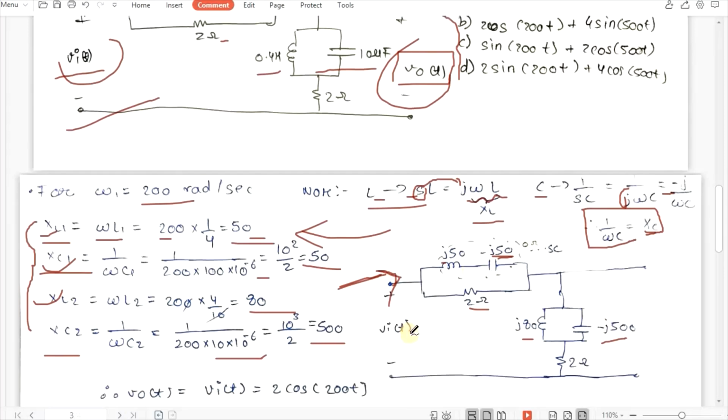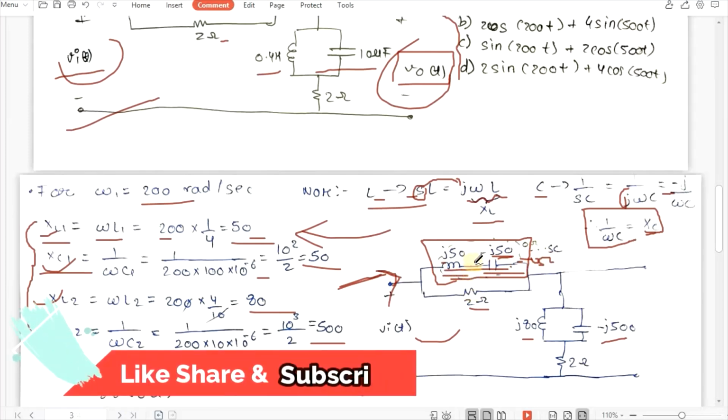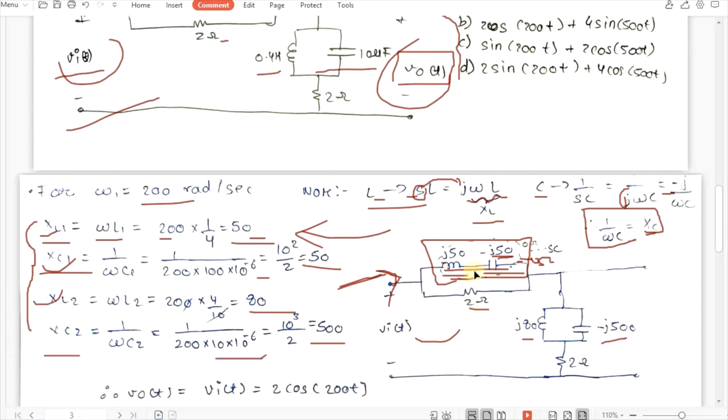If you observe this circuit carefully, here we have j50 minus j50. Since these are in the form of reactance, we can add them directly, so j50 minus j50 is 0 ohm. 0 ohm means a short circuit. Since this 2 ohm and this short circuit are in parallel, 2 ohm multiplied by 0 upon 2 ohm plus 0 will be 0 itself. So basically this whole reactance is converted into a short circuit path.